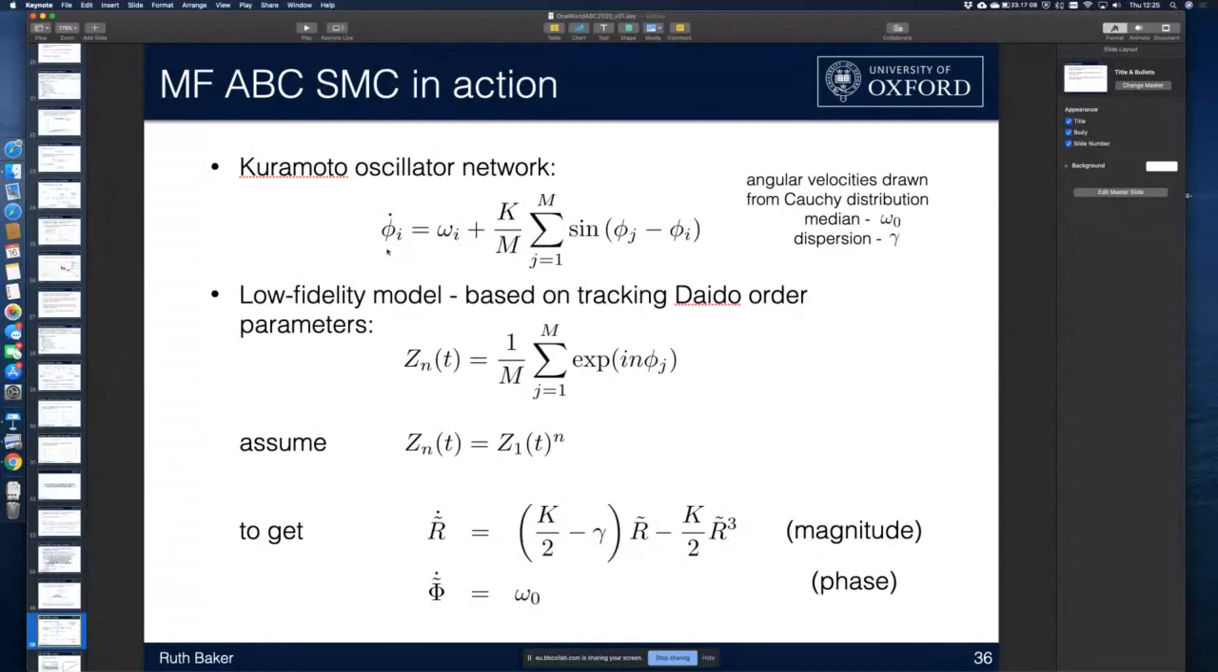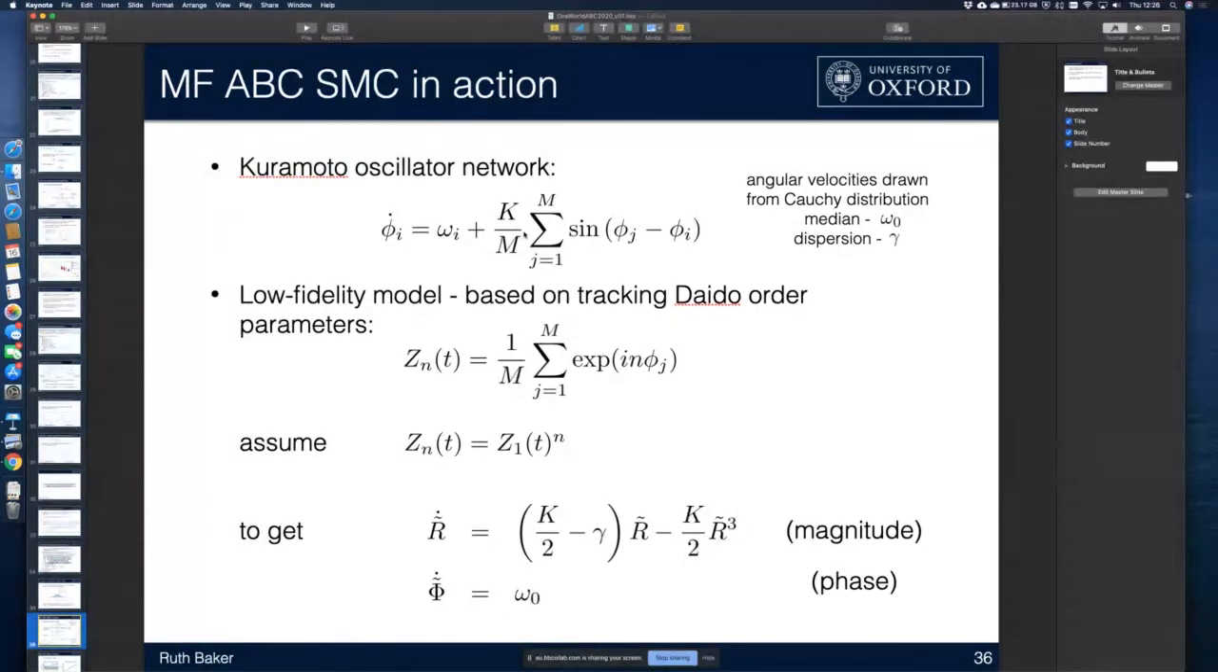So essentially this is a set of oscillators i running from 1 through capital M, where each oscillator has its own angular velocity omega i, which is drawn from a Cauchy distribution with the parameters omega 0 and gamma. And then every oscillator is coupled to every other oscillator in the network in the normal way. Okay, and then you've got a coupling strength, capital K.